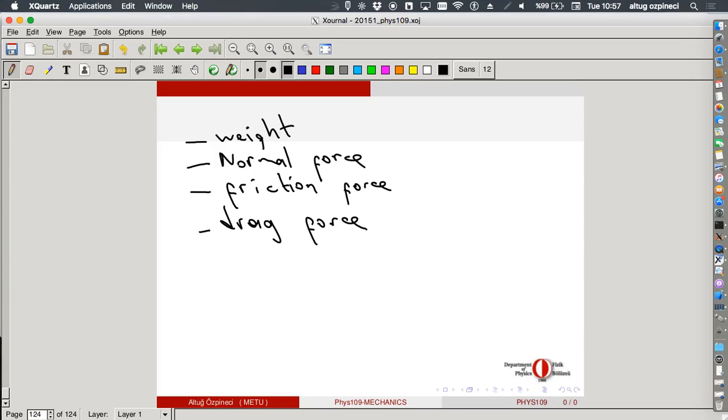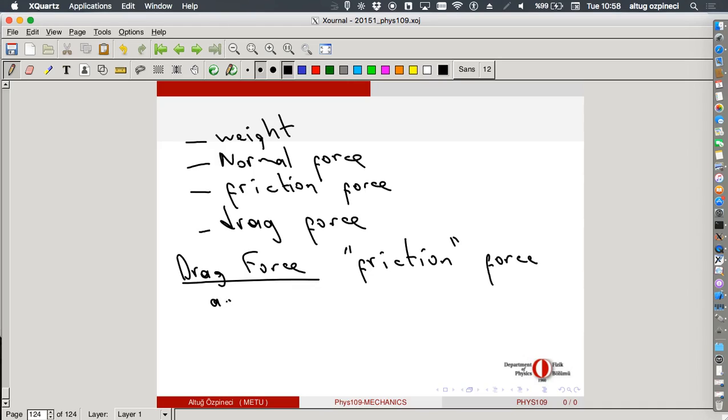It's a kind of friction force. The more correct terminology is that it's a dissipative force. Now the drag force is a friction force acting on solid objects moving in gases and liquids.